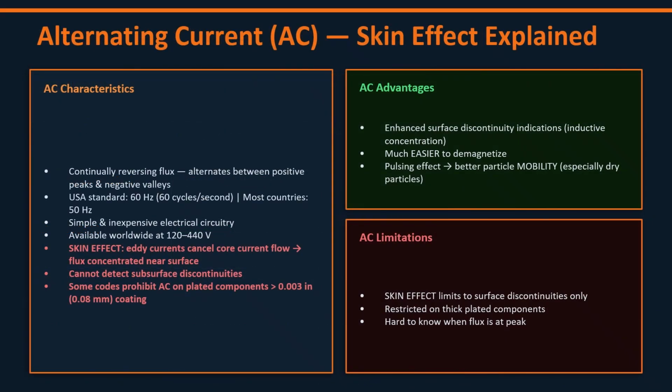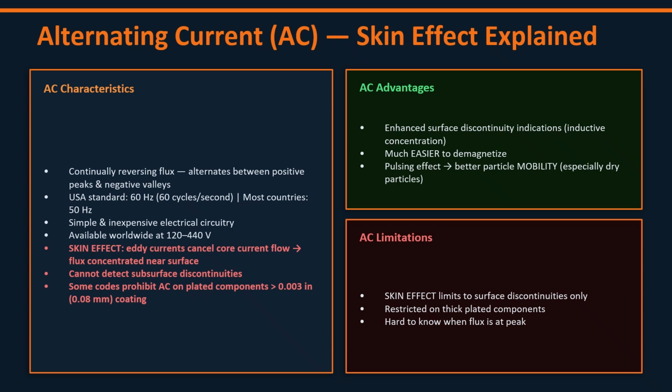Alternating current reverses direction repeatedly. That changing field produces an important surface phenomenon called the skin effect. The alternating magnetic response is concentrated toward the surface, so the method is highly effective for detecting surface breaking discontinuities but is not the preferred technique for reliable subsurface detection.